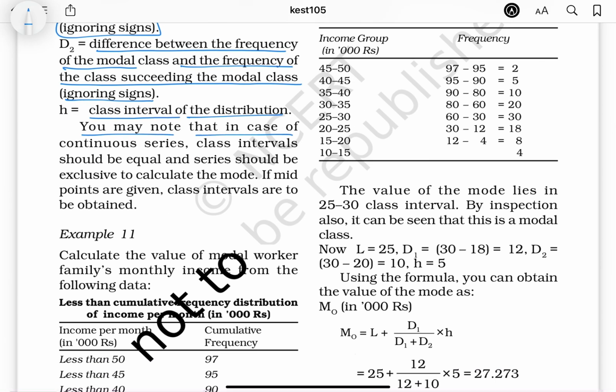You may note that in case of continuous series, class intervals should be equal and the series should be exclusive to calculate the mode. If midpoints are given, class intervals are to be obtained.